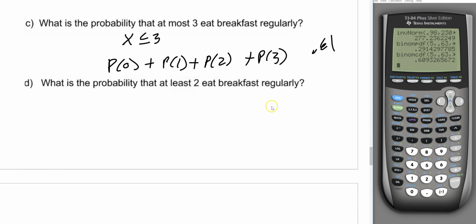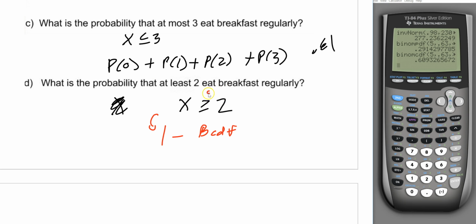What's the probability that at least 2 eat breakfast regularly? So at least 2 is a different thing. So at least 2 is, if I want at least 2 cookies, that's x is greater than or equal to 2. Now it's pointing the wrong direction. So a couple things here, right? When it's pointing the wrong direction, the first thing you gotta do is flip it. So you do 1 minus binomial CDF.